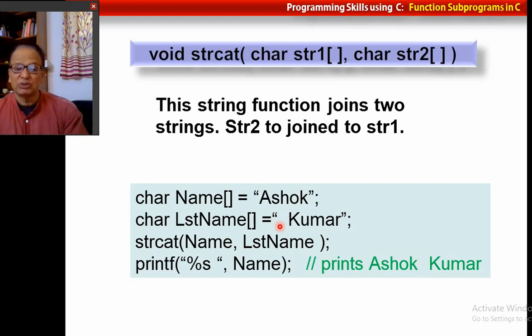Suppose I were not to use a space, then it would have been AshokKumar, with K coming just after the k of Ashok. So please remember that. It doesn't leave any space by itself. I have to leave some space when I attach two words, two strings.